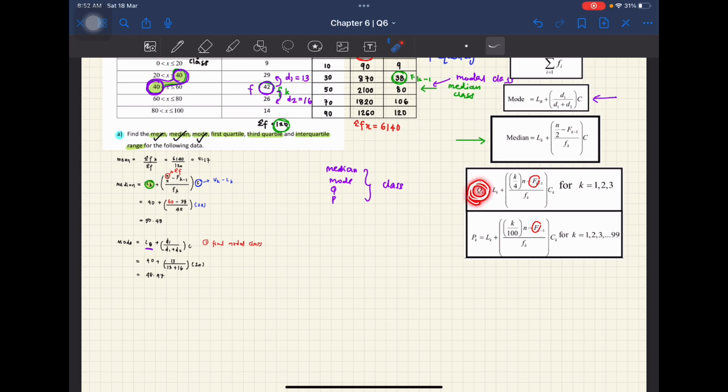Sebab quartile ada 3 saja. Maksudnya kita ada first quartile, we have a second quartile and we have third quartile. So maksudnya the value of K that we use over here adalah 1 for first quartile and then 2 for second quartile, 3 for third quartile. Okay, so kita akan gunakan yang ini. Tapi saya suka lagi kalau saya hanya hafal satu formula saja. So I just remember one formula to apply to all.